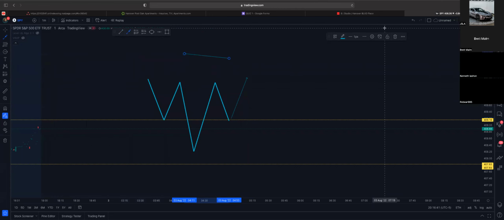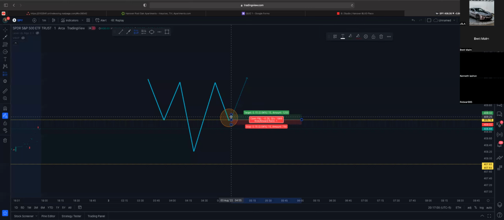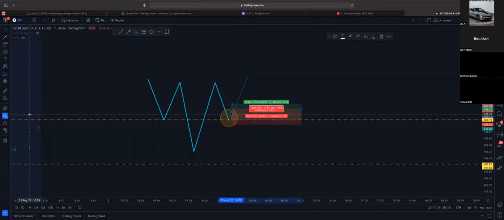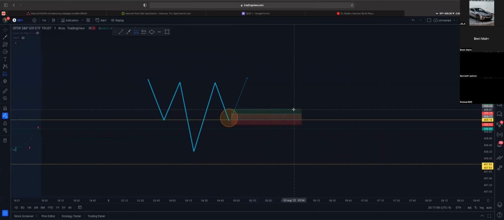And then with a stop loss, where will my stop loss be placed? Anybody know where my stop loss would be placed if I enter right here on this support bounce? Below support, right? My stop loss would be just below support, literally. So now when I go draw my risk to reward box, it will look like this, right?